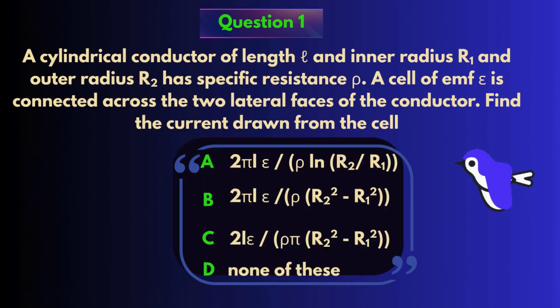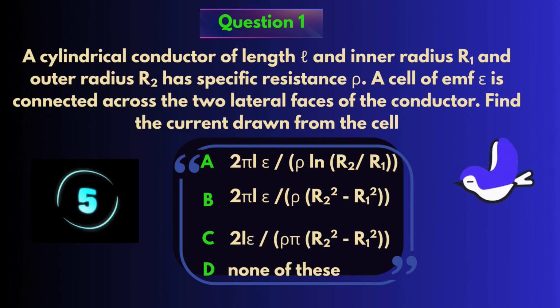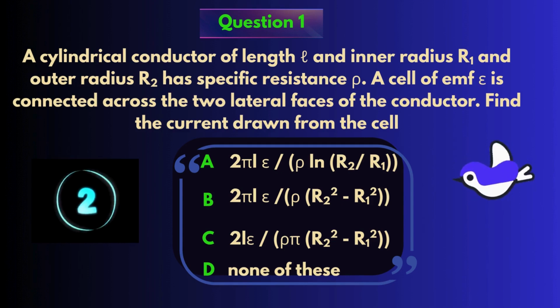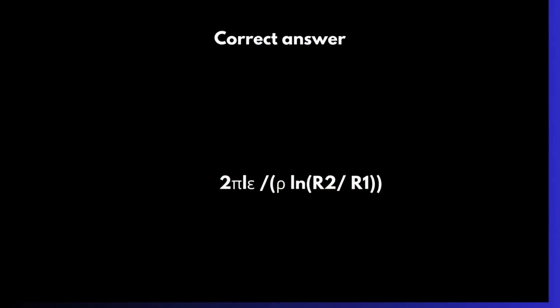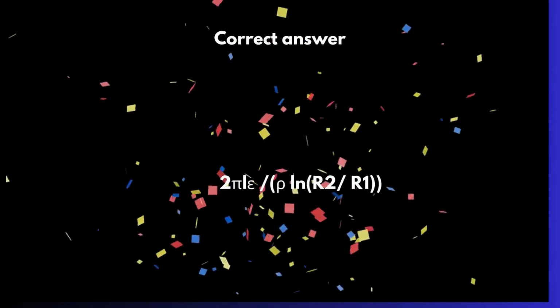Choice A, 2πLE divided by ρ ln(R2/R1). Choice B, 2πLE divided by ρ(R2² − R1²). Choice C, 2LE divided by ρπ(R2² − R1²). Choice D, none of these. Correct answer: 2πLE divided by ρ ln(R2/R1).